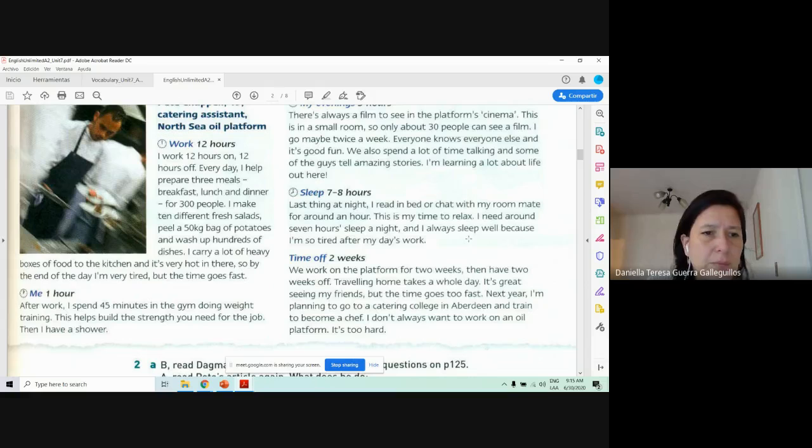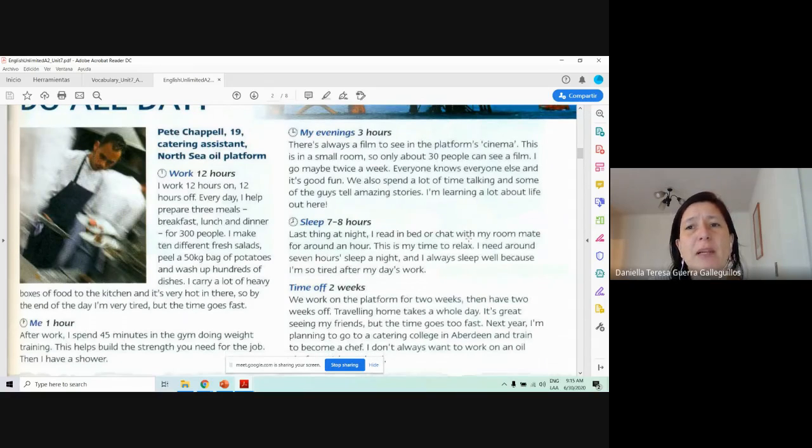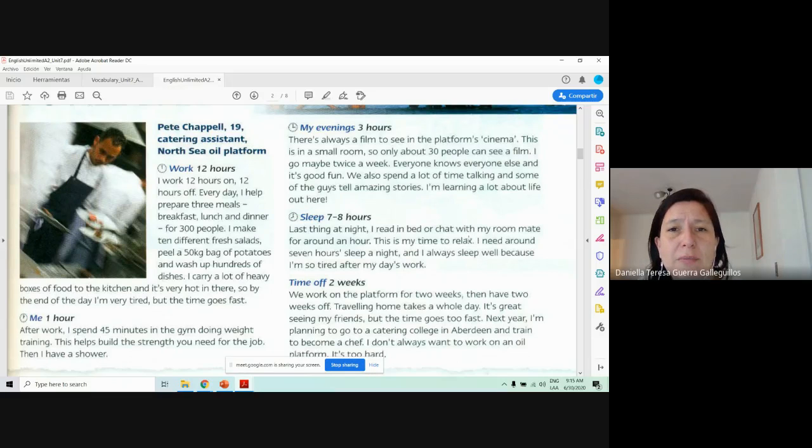After work, 1 hour. I spend 45 minutes in the gym doing weight training. This helps build the strength you need for the job. Then I have a shower. Evening, 3 hours. There's always a film to see in the platform's cinema. This is a small room, so only about 30 people can see a film. I go maybe twice a week. Everyone knows everyone else, and it's good fun. We also spend a lot of time talking, and some of the guys tell amazing stories. I'm learning a lot about life out here.